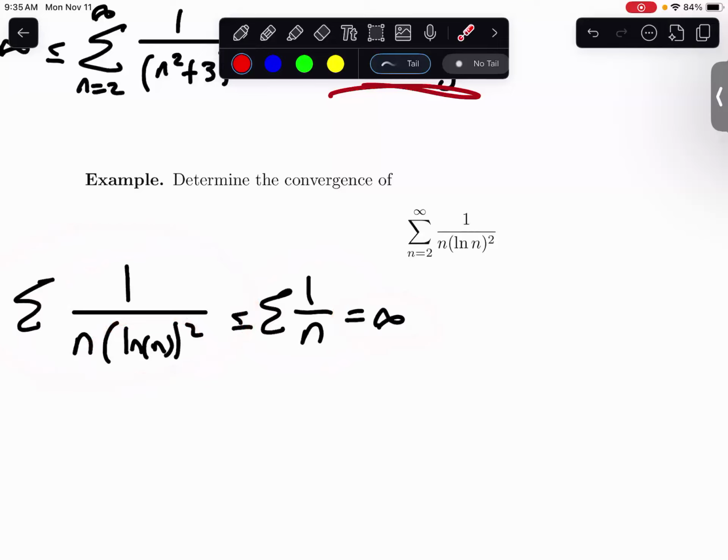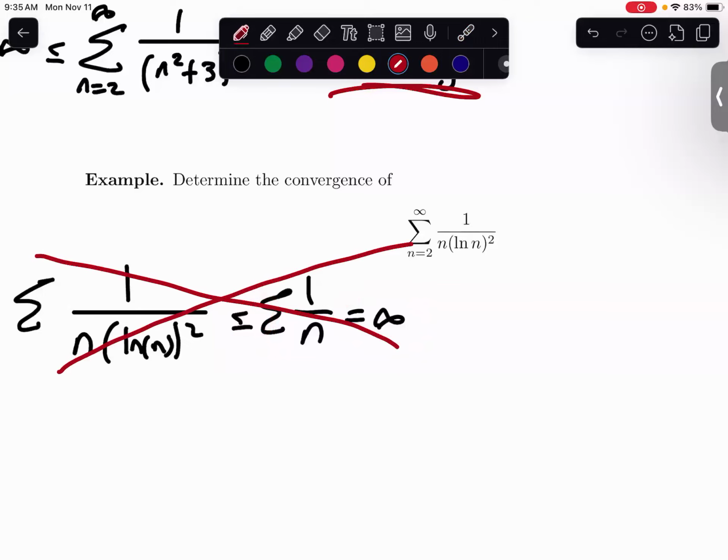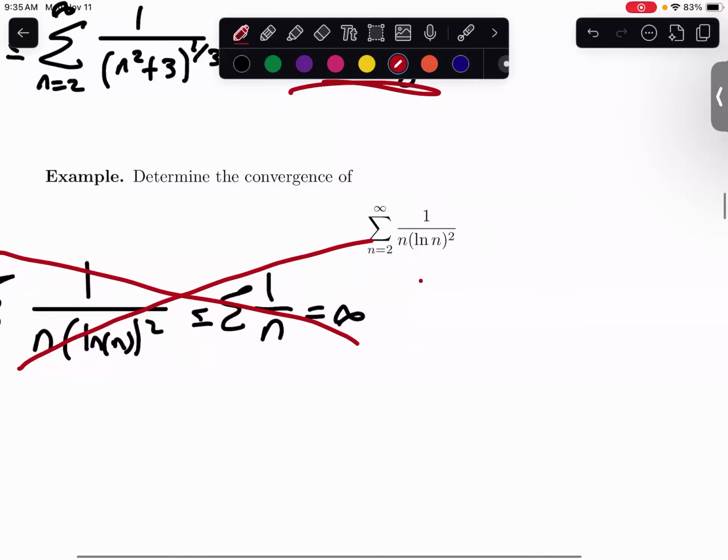which is something you should already know, right? I mean, it's either going to be a finite number or it's going to be infinity. And if it's less than or equal to infinity, it means it's a finite number or it's infinity. So it doesn't tell you anything. So we don't want to use the comparison test here. So comparison doesn't work.